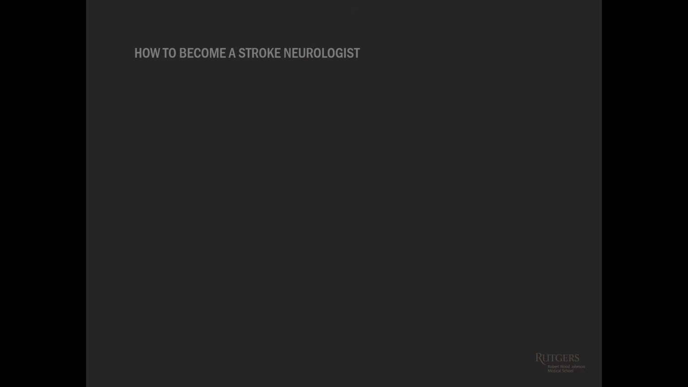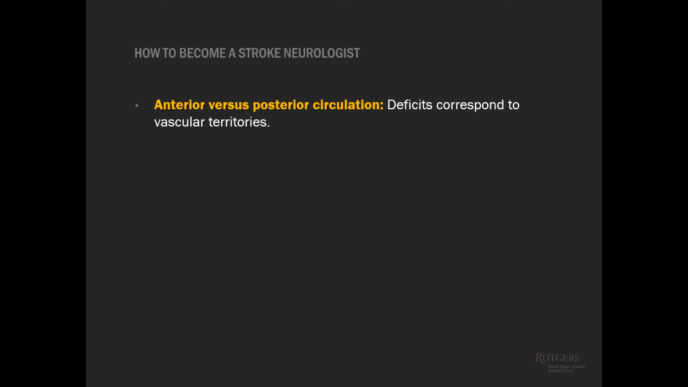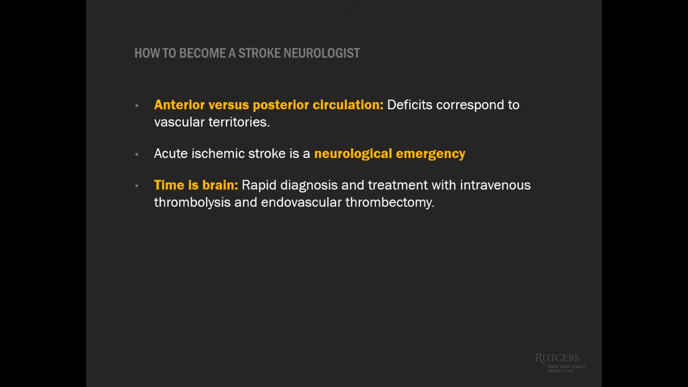So congratulations, you made it to the end of the talk. I realize that you're probably feeling information overload at this point. Here are some takeaway points of how to become a stroke neurologist. So remember your anterior versus posterior circulation, and remember the deficits that correspond to different vascular territories. Remember that acute ischemic stroke is a neurological emergency. We have to call a stroke code. Time is brain, so we are focused on rapid diagnosis and treatment with intravenous TPA and endovascular thrombectomy.